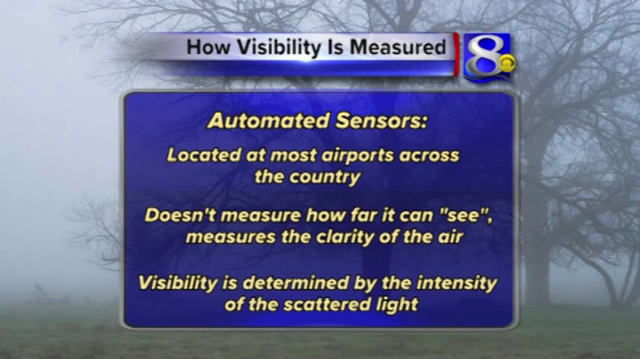And this visibility is determined by the intensity of the scattered light. Basically there's a beam of light going out trying to see how clear the air is. So the more moisture, dust, snow, rain, or particles that are in the air, the more light is scattered. These observations are taken every 30 seconds, but then every minute the sensor processes 10 minutes of sensor data to get a good representation of how much you can see in the air.